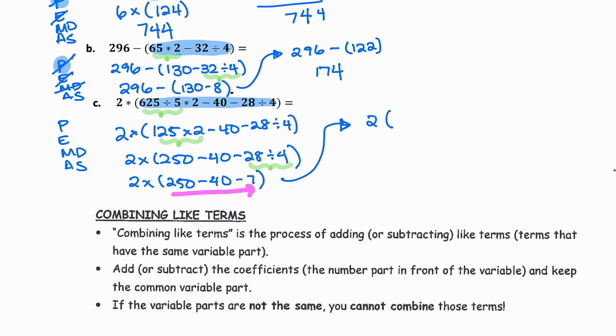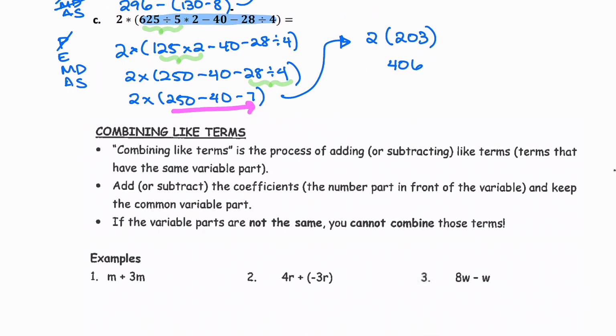That's 2 times 203. And finally, we're done with the parentheses, and all they're asking us to do is to multiply these two together. 2 times 203, I get 406. And we're finally done with the order of operations. All right, we're down to combining like terms.